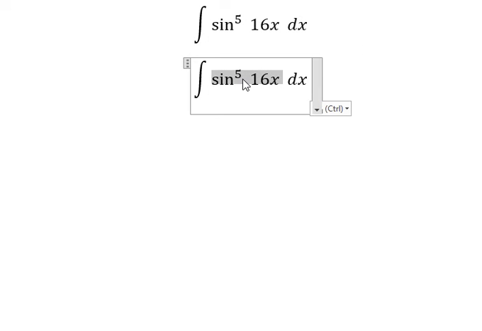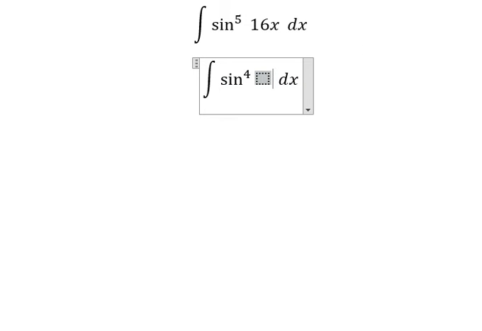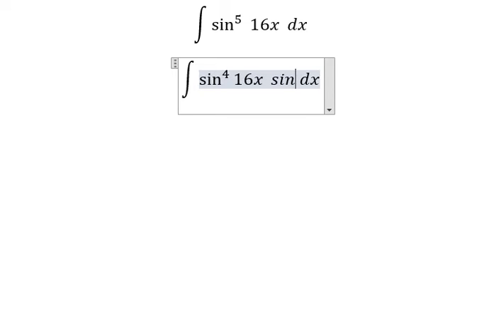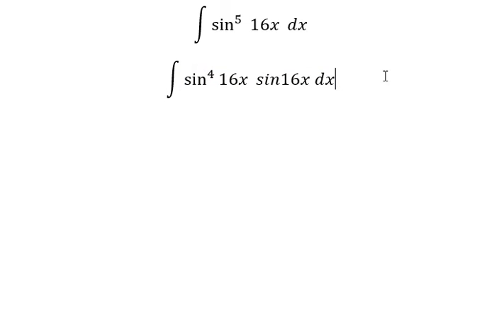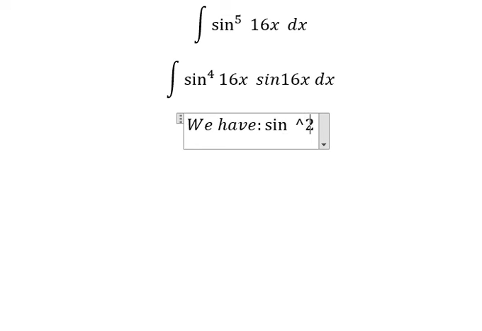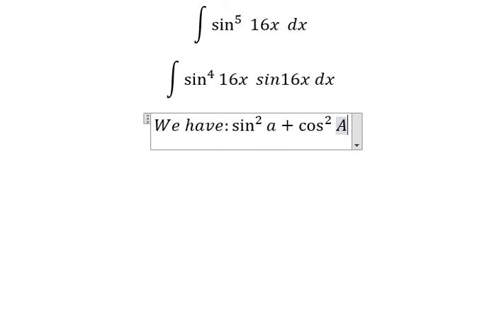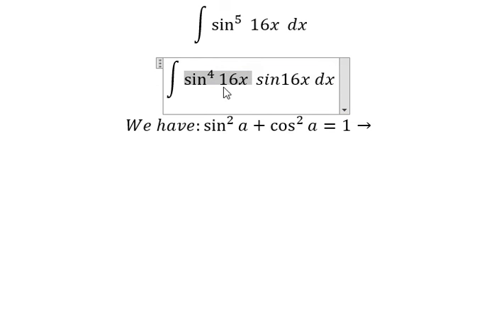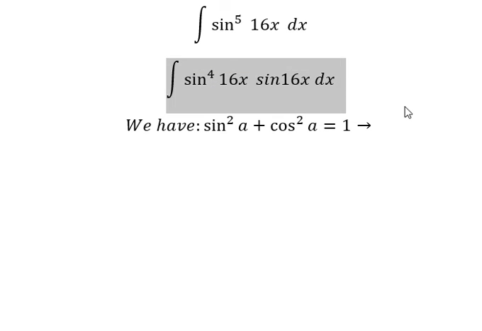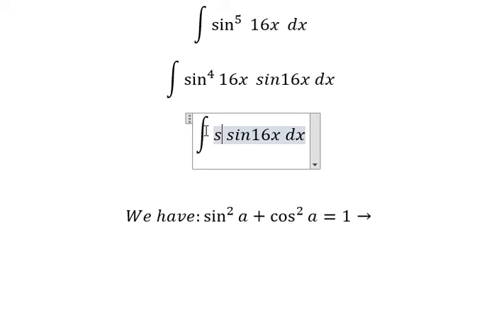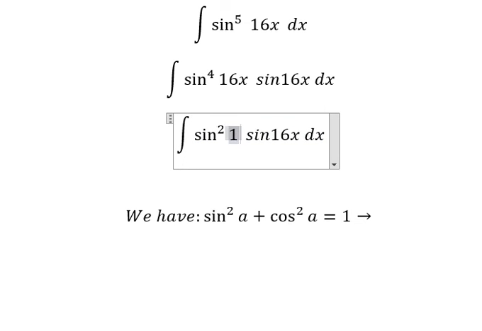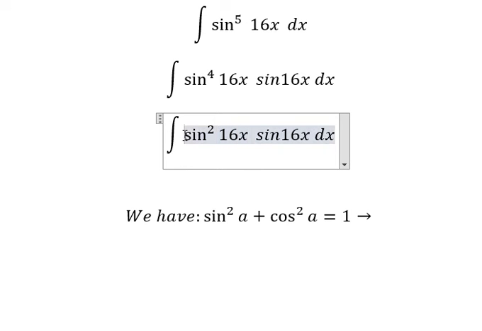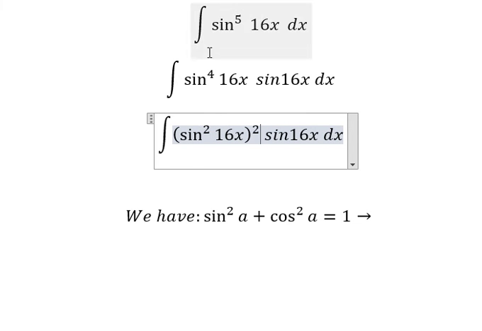About this one, we can put it into sine of 16x to the power of 4 multiplied by sine of 16x. Next, we have the formula in here: sine squared a plus cosine squared a equals 1. So this one we have sine of 16x to the power of 4. We can transform it into sine of 16x to the power of 2, everything to the power of 2 again, because 2 multiplied by 2 gives us 4.